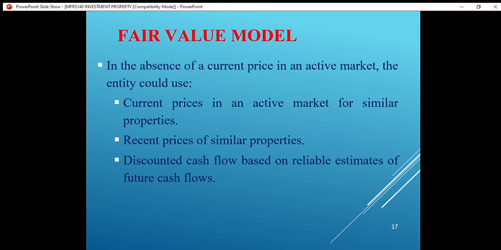Assalamualaikum. Hi everyone. I'm going to continue with the second part of my lecture on the investment property. First of all, I'm going to continue just a little bit more on the fair value model.